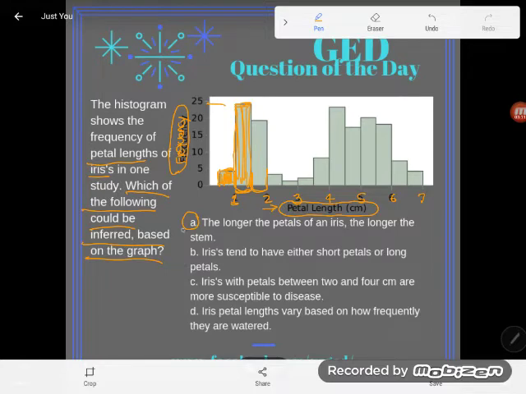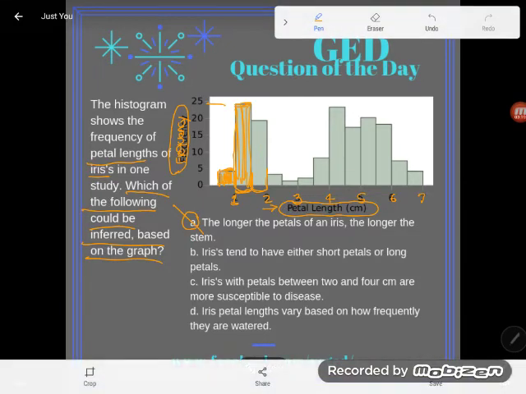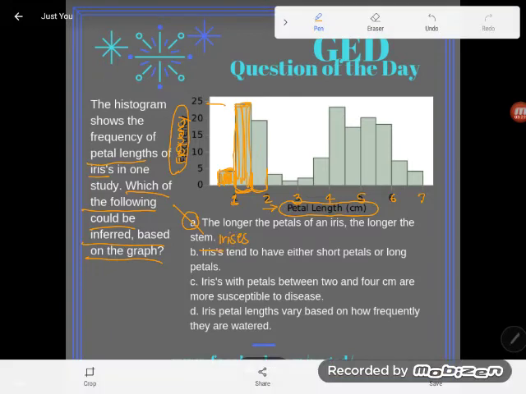So this doesn't make a lot of sense to me. It's hard to infer based on this graph because there's not really any information about stems at all or sizes of stems. Let's look at the next one. B says, irises, I think I spelled that wrong, that should look like that. Irises tend to have either short petals or long petals.